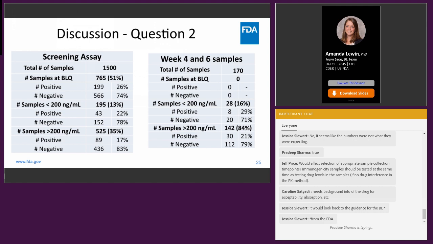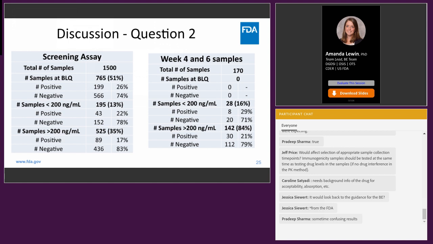And so samples with drug concentrations below 200 nanogram per mil, below that drug tolerance, and those with no drug on board had similar percentages in their rates of positivity, negativity. When looking at samples with drug on board above the drug tolerance, there was a slight increase in negative samples. Now, this doesn't mean there absolutely were false negatives that occurred, but it's an indicator that you might have an issue.